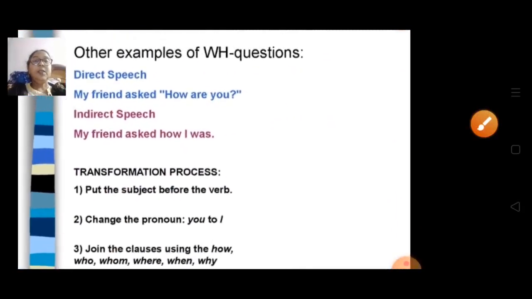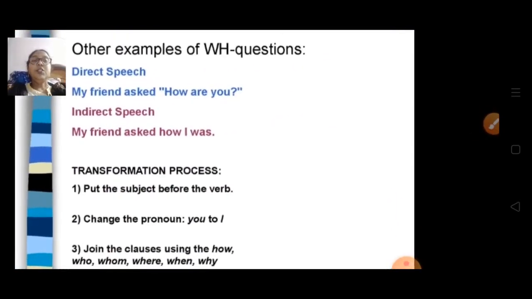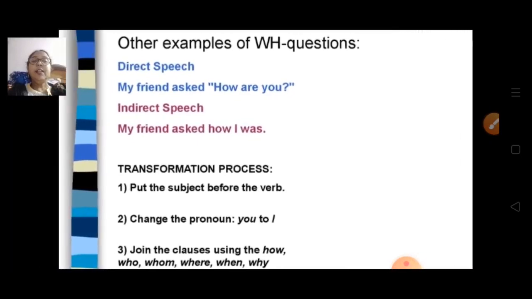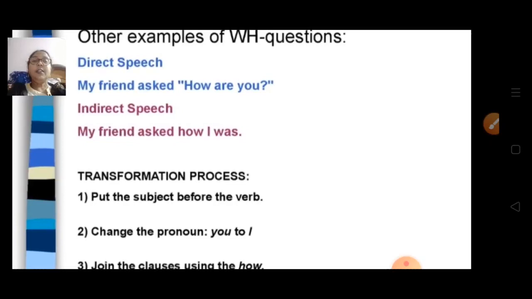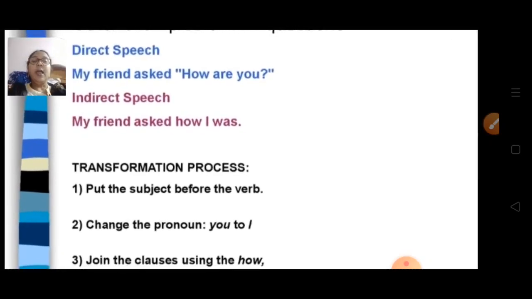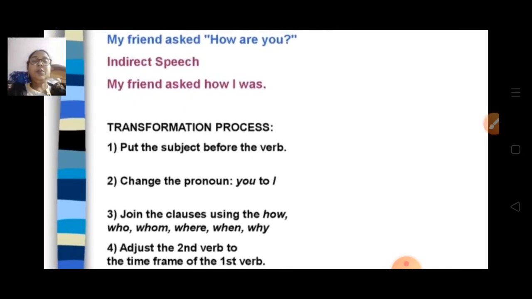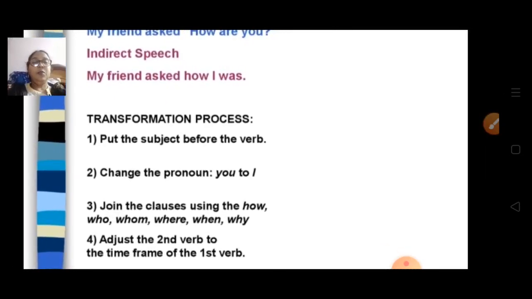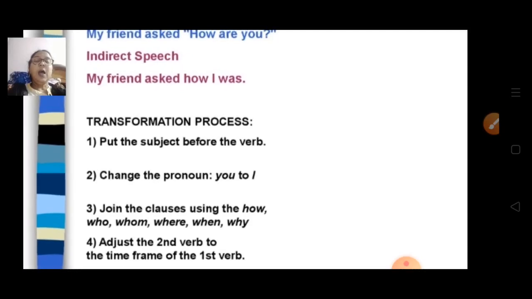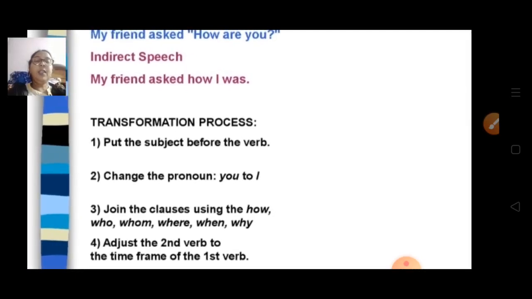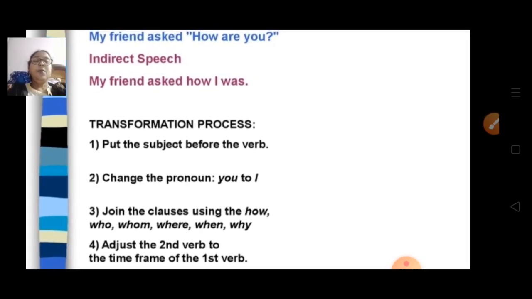Now let's see more examples. Another example of WH questions. Direct speech, my friend asked how are you. If it is written how are you, so we will change it in indirect speech, my friend asked how I was. Now the transformation process: put the subject before the verb, change the pronoun you to I, and join the clauses using how, who, whom, where, when and why. Adjust the second verb to the time frame of the first verb.